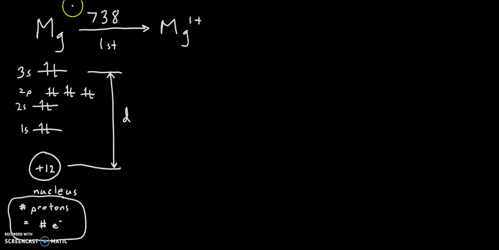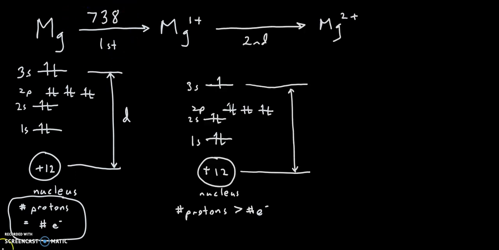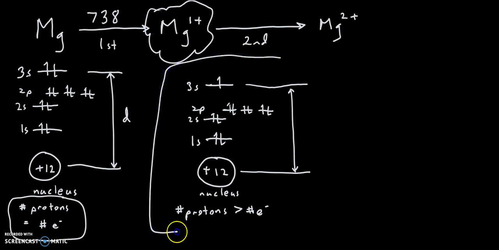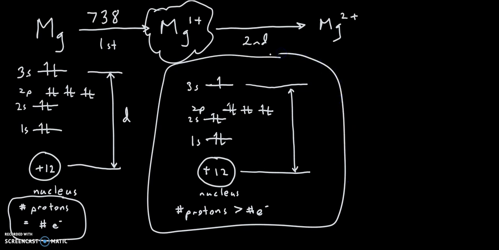We see for magnesium, the first ionization energy is going to require 738 units of energy. Once the single electron's been removed, we've created an Mg1+ ion. And this would now be the arrangement of electrons that we have. One electron's been removed from the 3s sublevel.